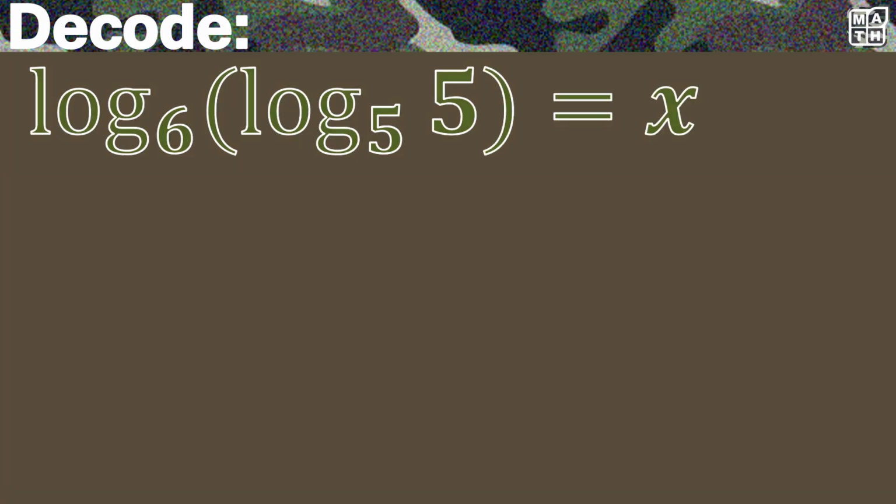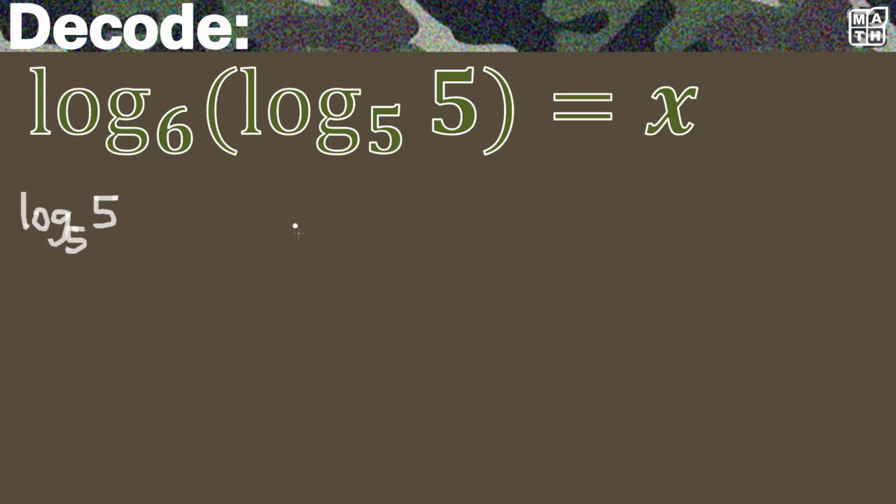Let's decode the logarithm of the logarithm of 5 to the base 5, to the base 6. This is represented by a variable x, and we are going to show the result of this. Take note that we have here the logarithm of 5 to the base 5 as the coefficient intended for the outside logarithm to the base 6. So let's start by solving first the value for the logarithm of 5 to the base 5.